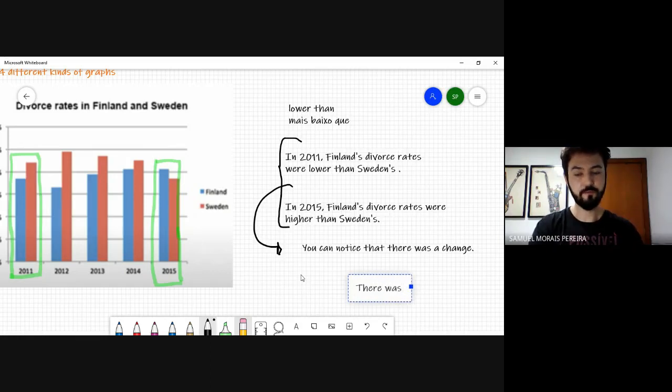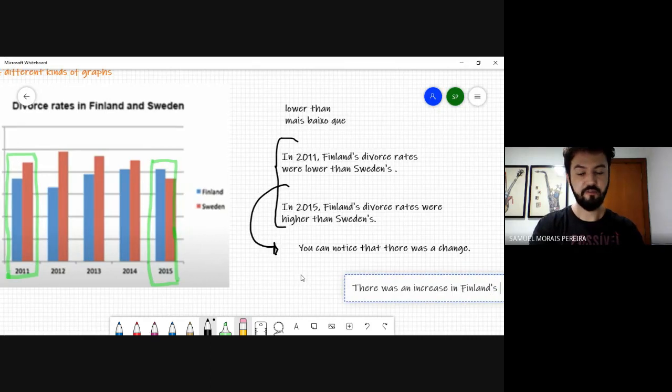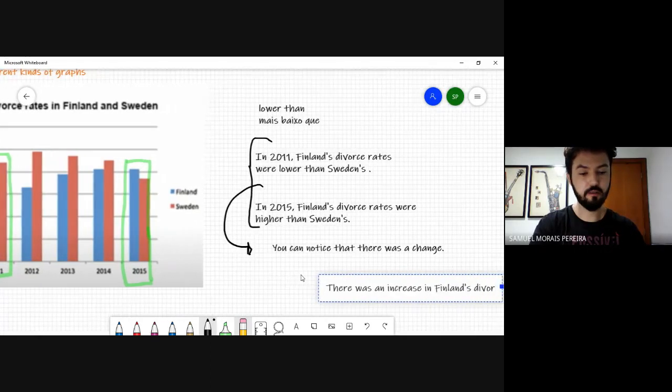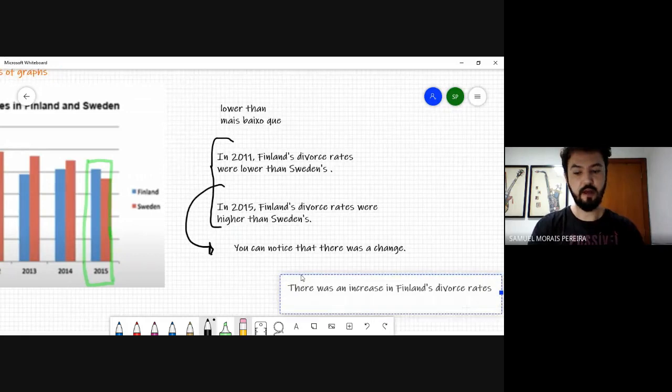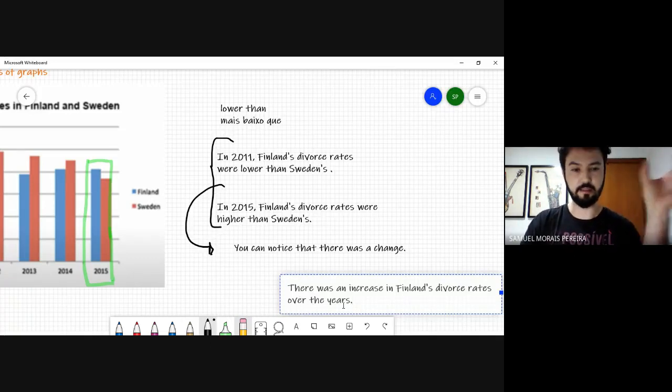Como é que é aumento? Do you remember how to say aumento? There was an increase. Exactly. So there was an increase in Finland's divorce rates. Aí você fala, com o passar dos anos. Samuel, how do I say com o passar dos anos? You say over the years. Over the years. There was an increase in Finland's divorce rates over the years.